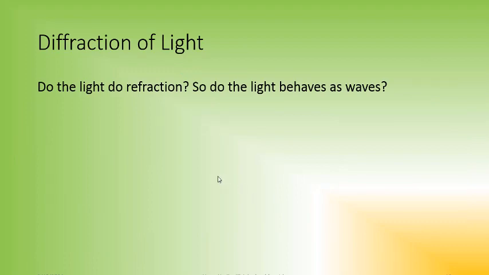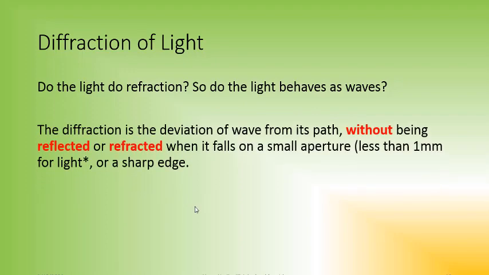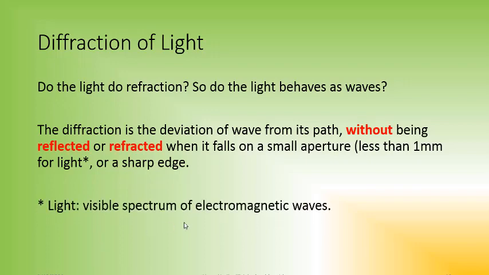Now questions arise. Does light do diffraction? Does light behave as waves? Now let's define diffraction. What is diffraction? Diffraction is the deviation of a wave from its path, without being refracted or reflected, when it falls on a small aperture, less than 1 mm for light, or a sharp edge. We mean by light the visible spectrum of electromagnetic waves.